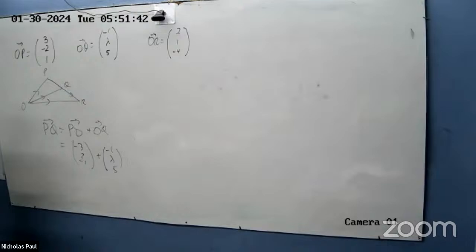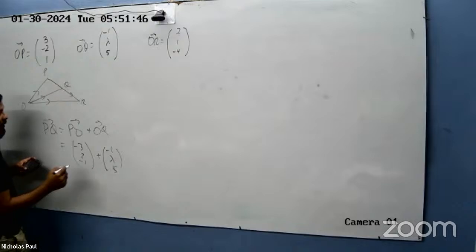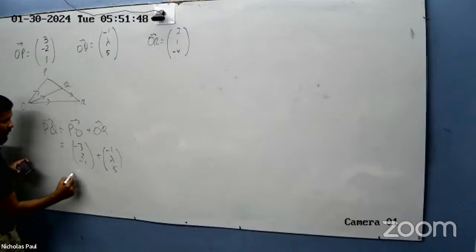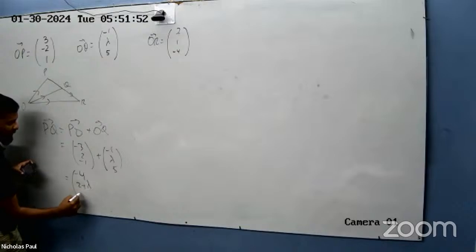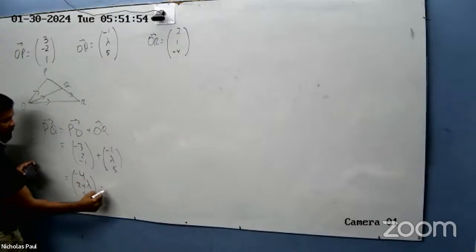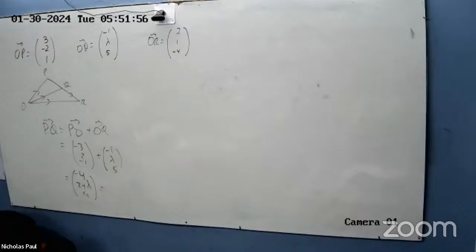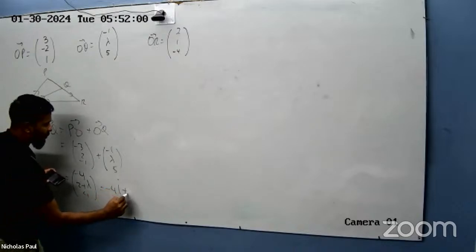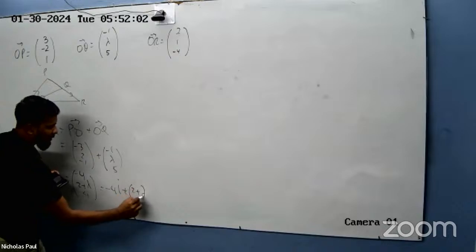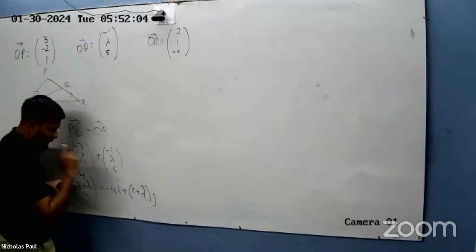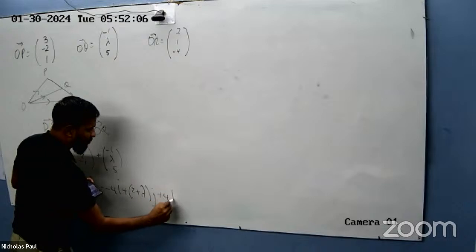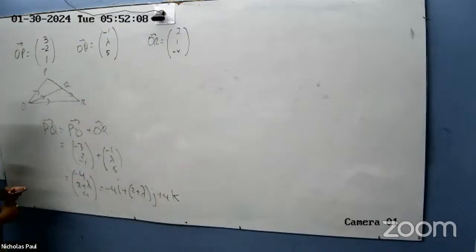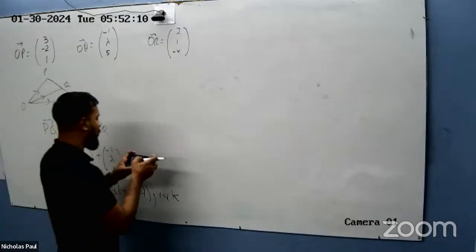When you work this out, you'll end up with minus 4, 2 plus lambda, 4. But they want the answer in the next form, so that will be minus 4i plus (2 plus lambda)j plus 4k. That is your PQ.